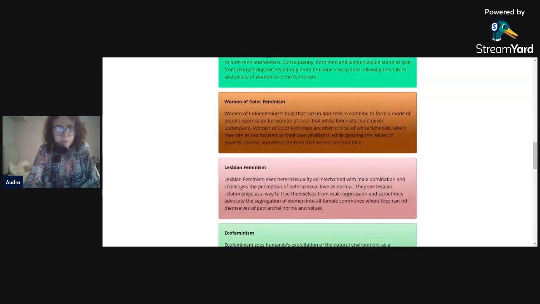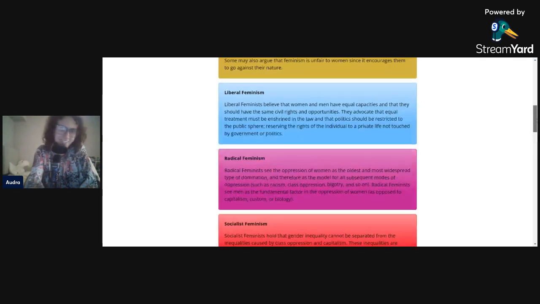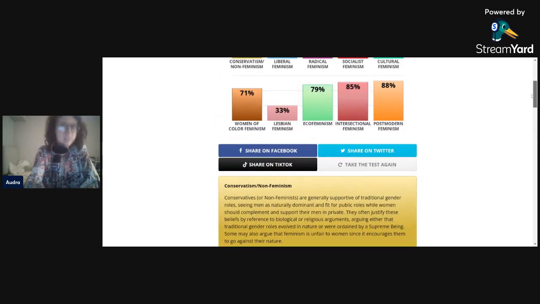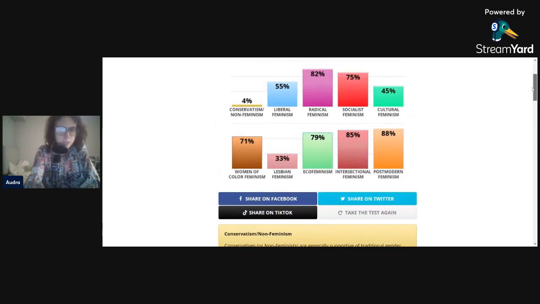Women of color feminism. Women of color feminists hold that race and sexism combine to form a mode of double oppression for women of color that white feminists could never understand. I said that earlier. Women of color feminists are often critical of white feminists, whom they see as too focused on their own problems while ignoring the issues of poverty, racism, and ethnocentrism that women of color face. I mean, I couldn't put that better if I tried. And again, that was at 71%.